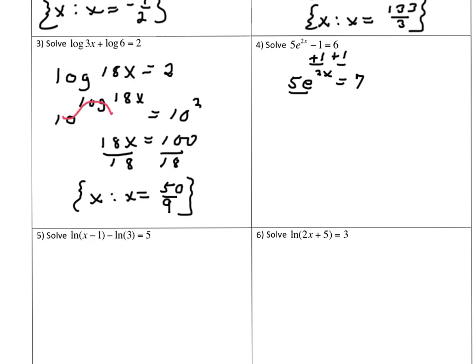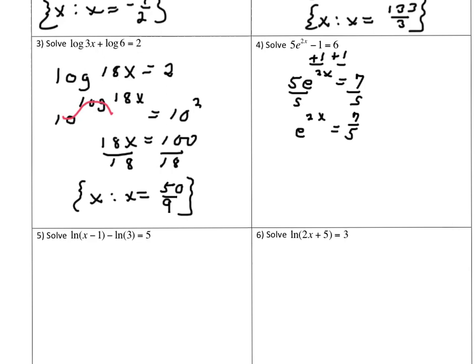Next, I'm going to divide by 5. So I have e raised to the 2x equals 7/5. Alright, now ask yourself this question. Do you see a log? If you don't, what do you do? Yes, put it in there.